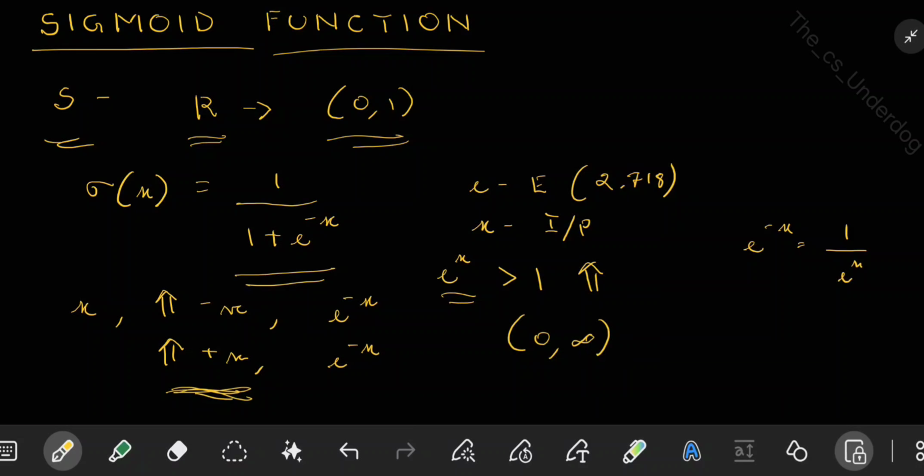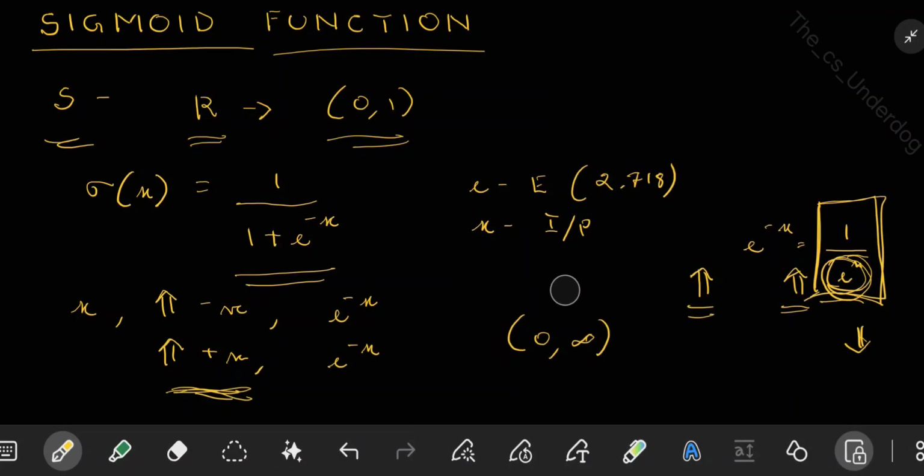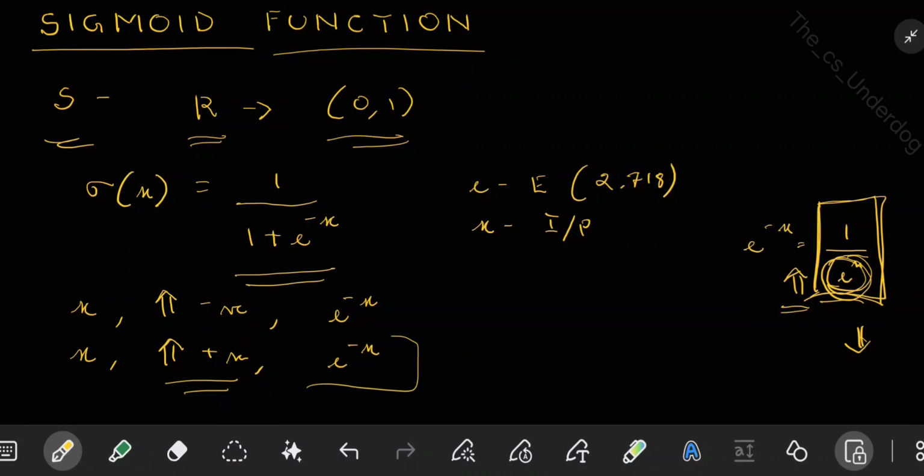If e power x exponentially increases when your x increases, then what happens to 1 by e power x? If I am saying e power x is going to take very large values as my value of x increases, then the value of 1 by e power x should decrease. This is the logic. Whenever the e power x value is taking very large values, 1 by e power x should be taking very small values. So from that, what can you understand? If your x is taking a very large positive value, see, I'm taking this positive case first.